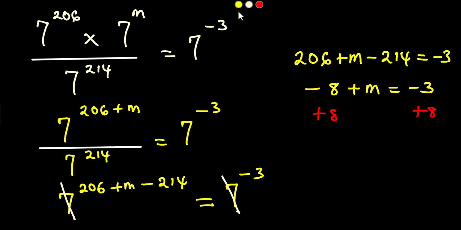Now when I do this, you can see that minus 8 plus 8 cancels out, leaving just m. So bring that m down, and of course that's the equal sign. Now you have minus 3 plus 8. I think that's going to be 5. So you can see that the numerical value for m is 5.